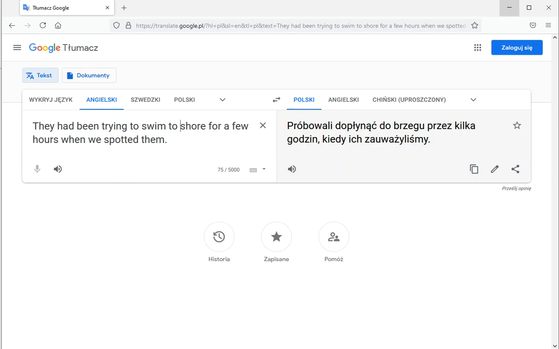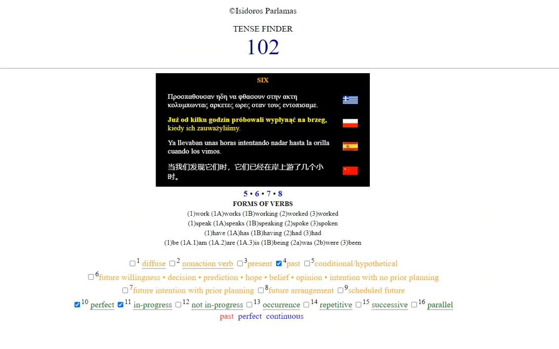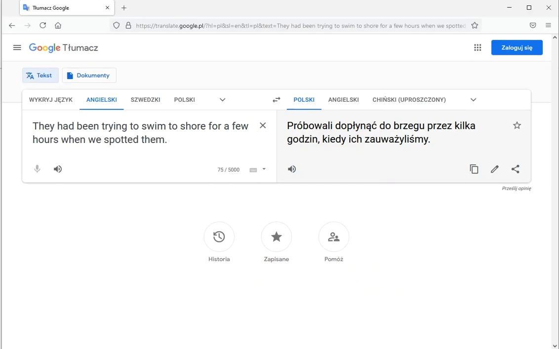Okay, so when we spotted them, this is only an occurrence, so it is past but an occurrence, so it's past simple. You see here, past simple. When we spotted them, and this is past simple.